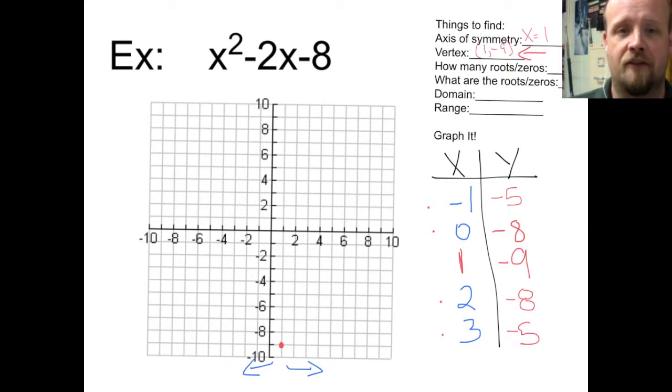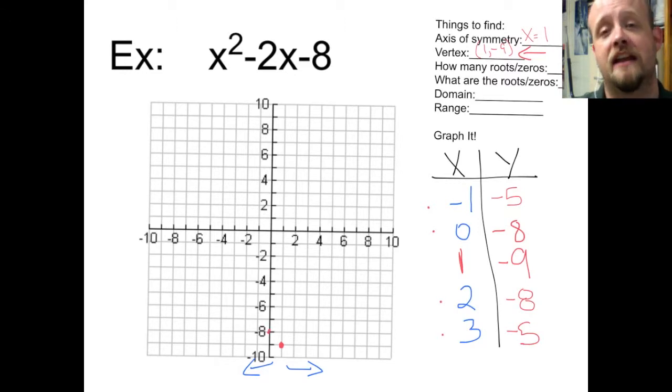So now we have our x and y t-chart, and let's look at our graph and fill in our values. So we'll graph each of these points. Our initial point, 1, -9, our vertex is already marked. So let's go to the negative side. At an x value of 0, we can come all the way down to a y value of -8.